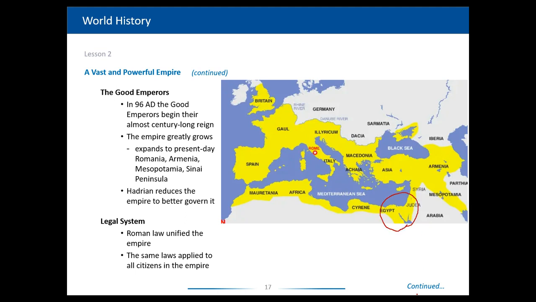So the Sinai Peninsula is this little part right here, and right here, this little piece of water is the Red Sea. And I'm just going to put an RS there. You see the Mediterranean Sea. You see the Black Sea here.